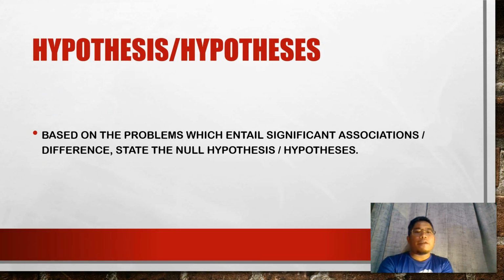And next is the hypothesis. Based on the problems which entail significant associations or differences, state the null hypothesis and the hypothesis. So here, this would be the proposition or supposition of the writer. For example, if the researcher wants to know something, then he must put the hypothesis, and that hypothesis will be based on the research, based on the movement of his research.